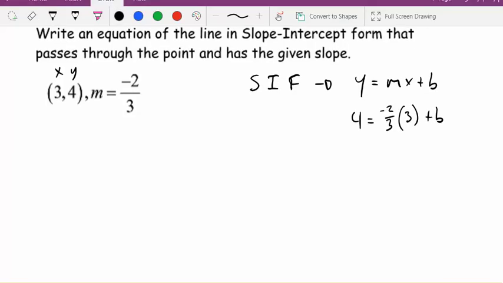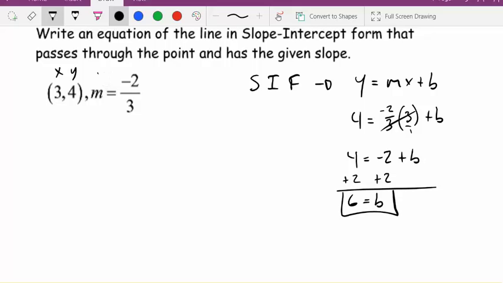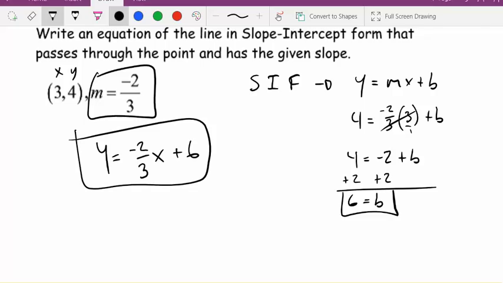So we need to solve this. When I multiply, those 3's cancel out, and so I'm left with negative 2. So 4 equals negative 2 plus b. We can add 2 to both sides, and we get b equals 6. If I know what b is, and I know what my slope is, I can write my equation. Y equals negative 2/3 x plus 6. So that's slope-intercept form. My first step is to find b, and then I plug b into my slope-intercept form.